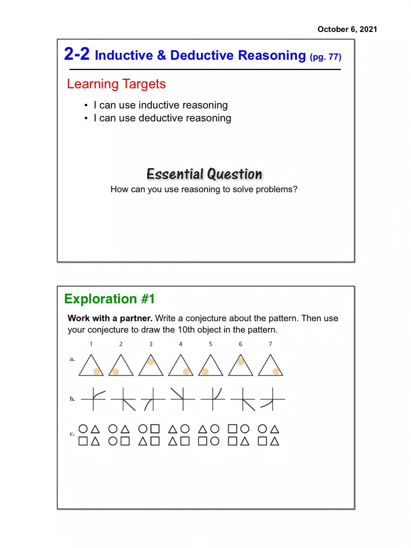So exploration number 1 we did in class, and we looked at the patterns that were happening here. So we wrote a conjecture about the pattern, basically just describing what you see. So for A there, you're describing that you see that the tan ball is going from the bottom right to the bottom left corner to the top corner, and then back to the bottom right corner, and so on and so forth. And that's the conjecture that you're making based off the pattern that's happening.